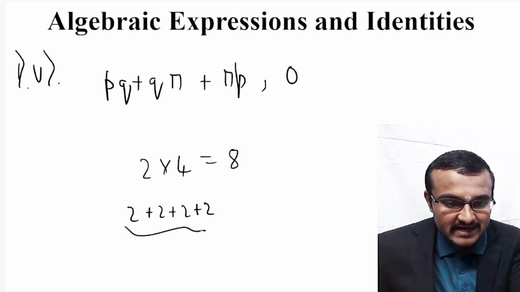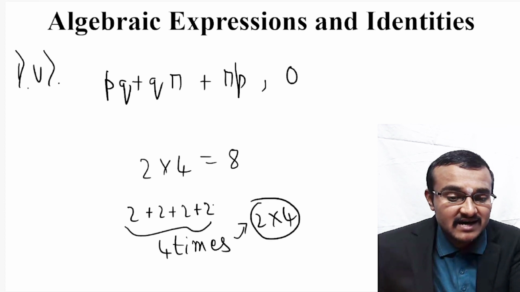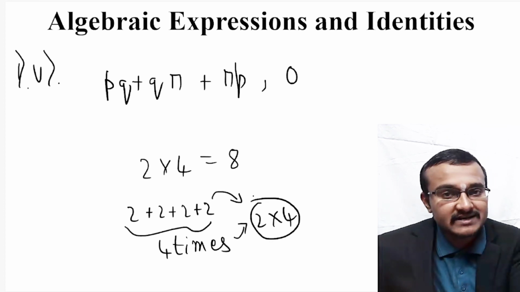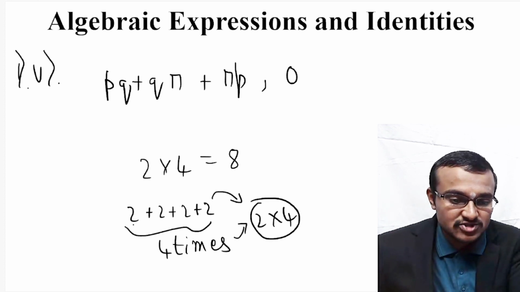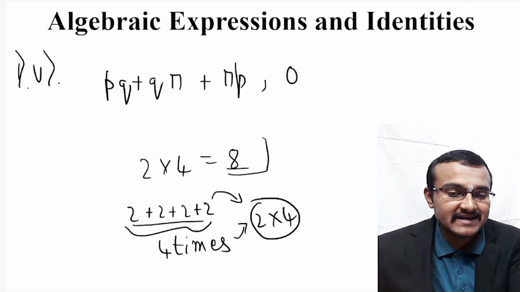Here 2 you are adding 4 times, since you are adding 2 4 times, you are directly writing it as 2 into 4. That means multiplication is the application of addition. So here when you actually add 2 4 times, you will get 8. So directly you are multiplying this 2 with 4 and you are actually getting 8.